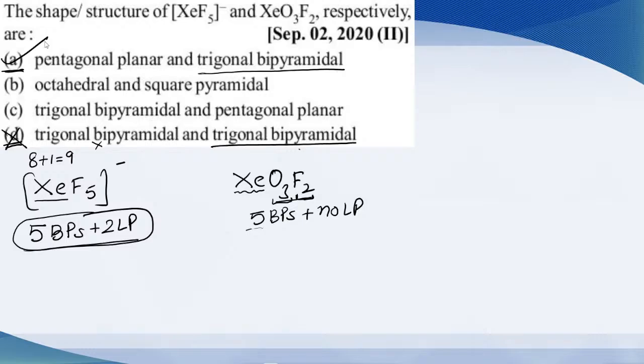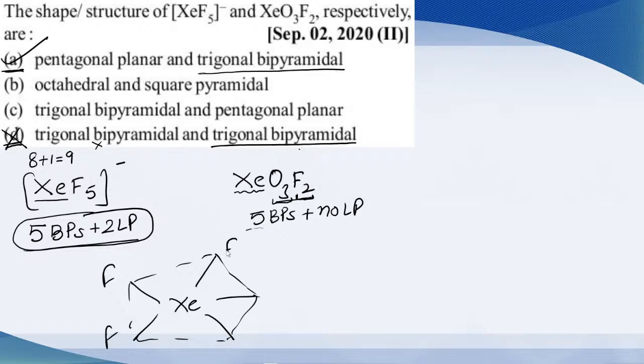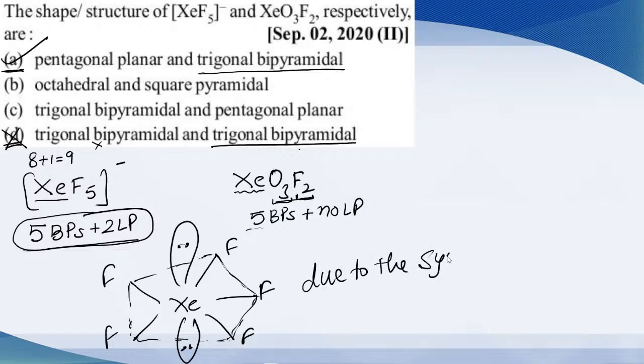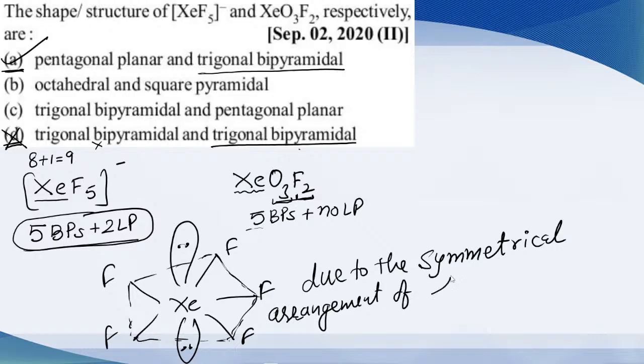Pentagonal planar, because 2 lone pairs, they are occupying symmetrically above and below the plane. Pentagonal planar. That's why it is pentagon. 5 fluorines are on the pentagon. That's why it is pentagonal planar. So option A is correct. Why is it pentagonal planar? Due to the symmetrical arrangement of lone pairs. Okay.